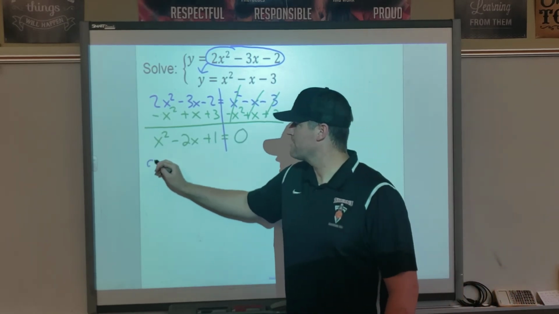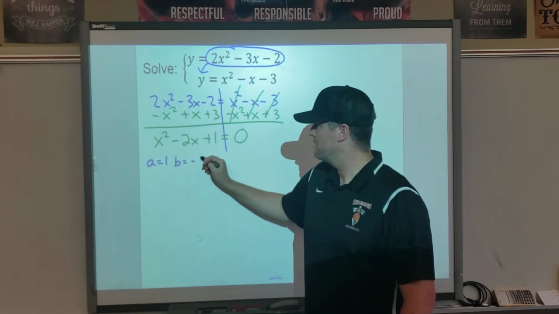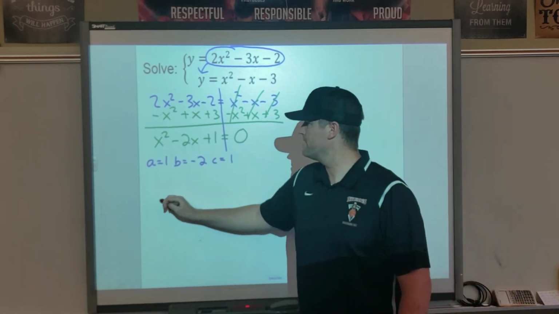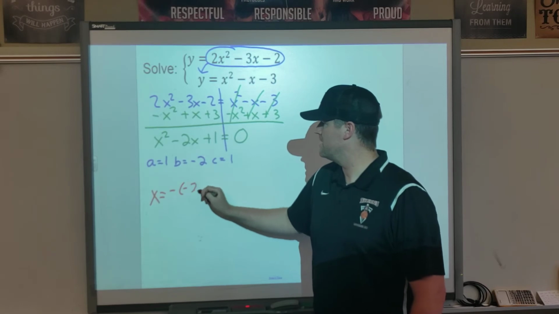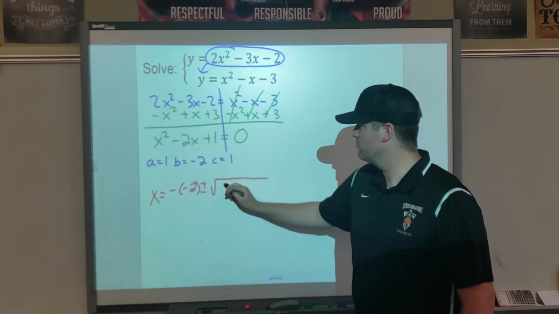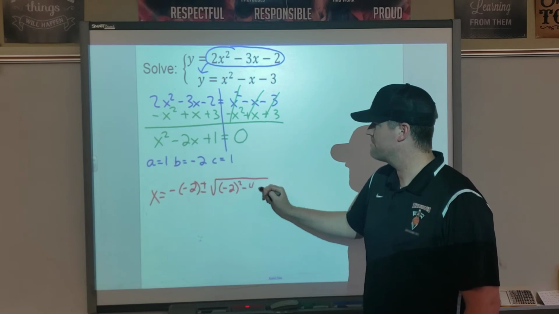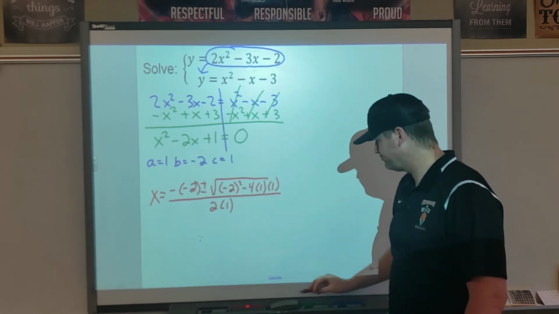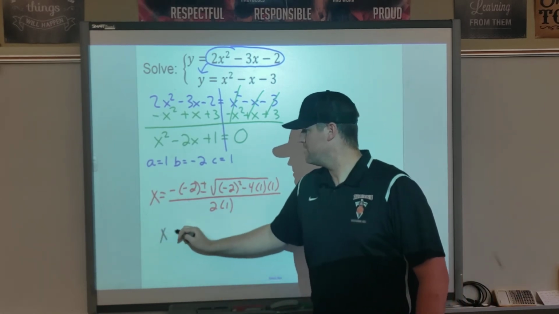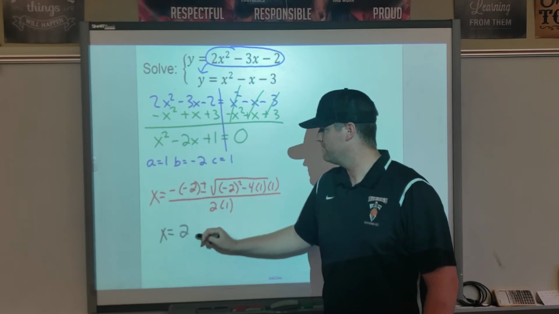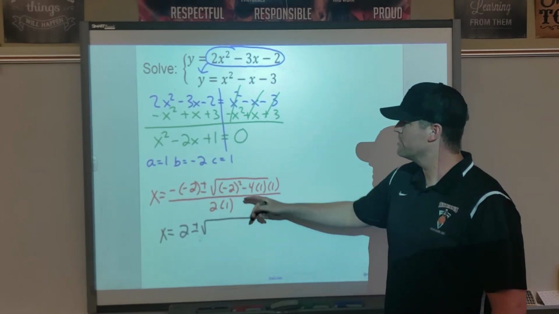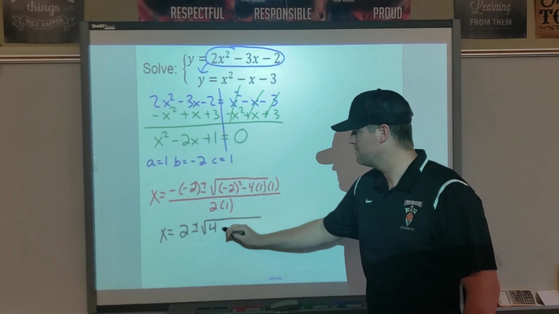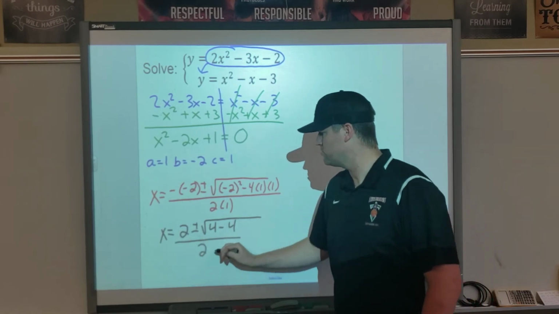We have standard form, so now we can identify our A, B, and C, and we can plug it into the quadratic formula. x equals negative 2 plus or minus the square root of negative 2 squared minus 4AC, all over 2A. So x equals negative 2 is positive 2, plus or minus the square root of negative 2 squared is 4, minus 4 times 1 times 1, all over 2.